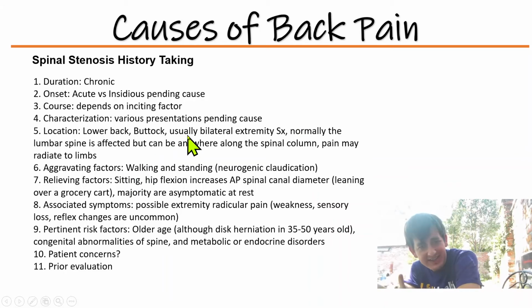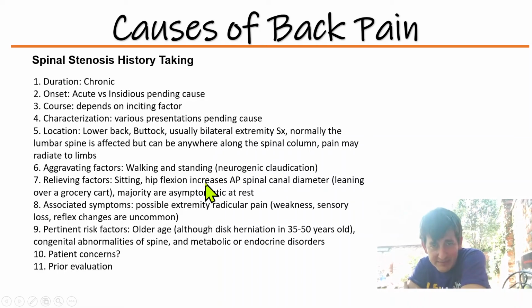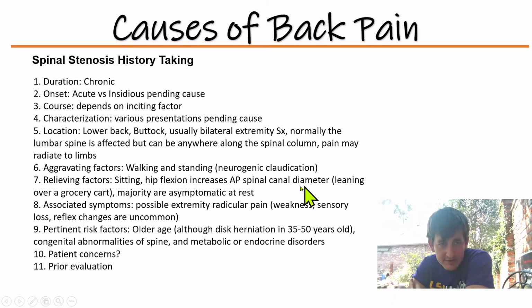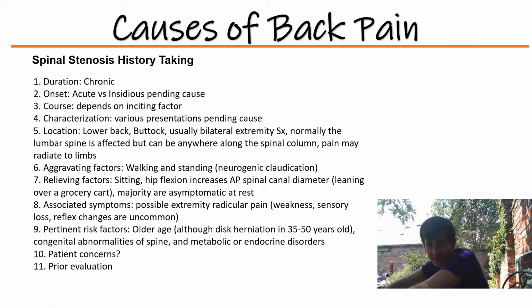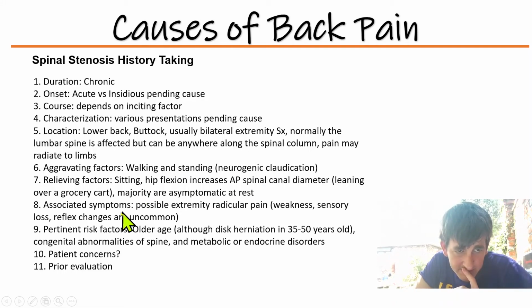Aggravating factors, walking and standing, and this is classic for neurogenic claudication. Relieving factors, sitting, hip flexion increases AP spinal canal diameter. So if you flex your hip, you increase that spinal canal diameter, or flexion at the hip, right? I'm assuming they mean just bending forward. Yeah, leaning over a grocery cart. So that increases that diameter and it relieves some pain. But a lot of people are asymptomatic at rest also.